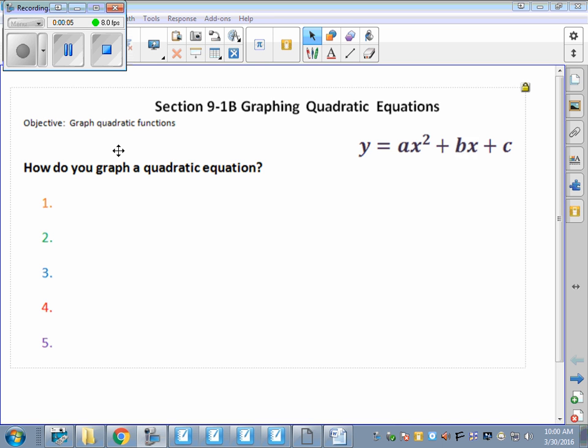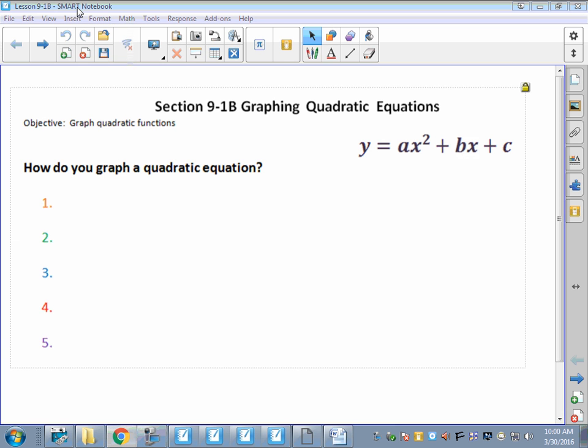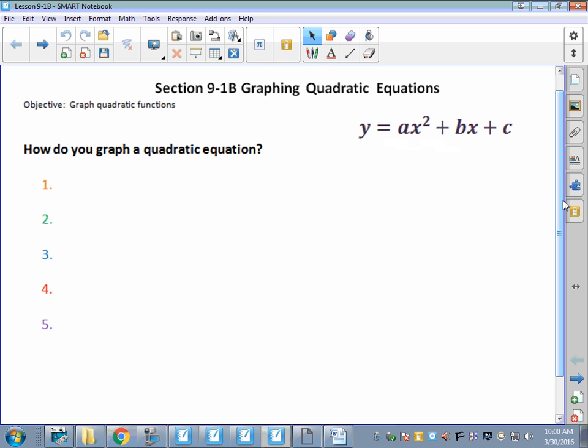Let's get some graphing done. So we have analyzed, picked out all the things, found the axis of symmetry, found the vertex, found the y-intercept, found solutions if it's possible. Now we're going to get all these guys on a graph. So how do you graph a quadratic equation? This is going to look really familiar from 9.1a.